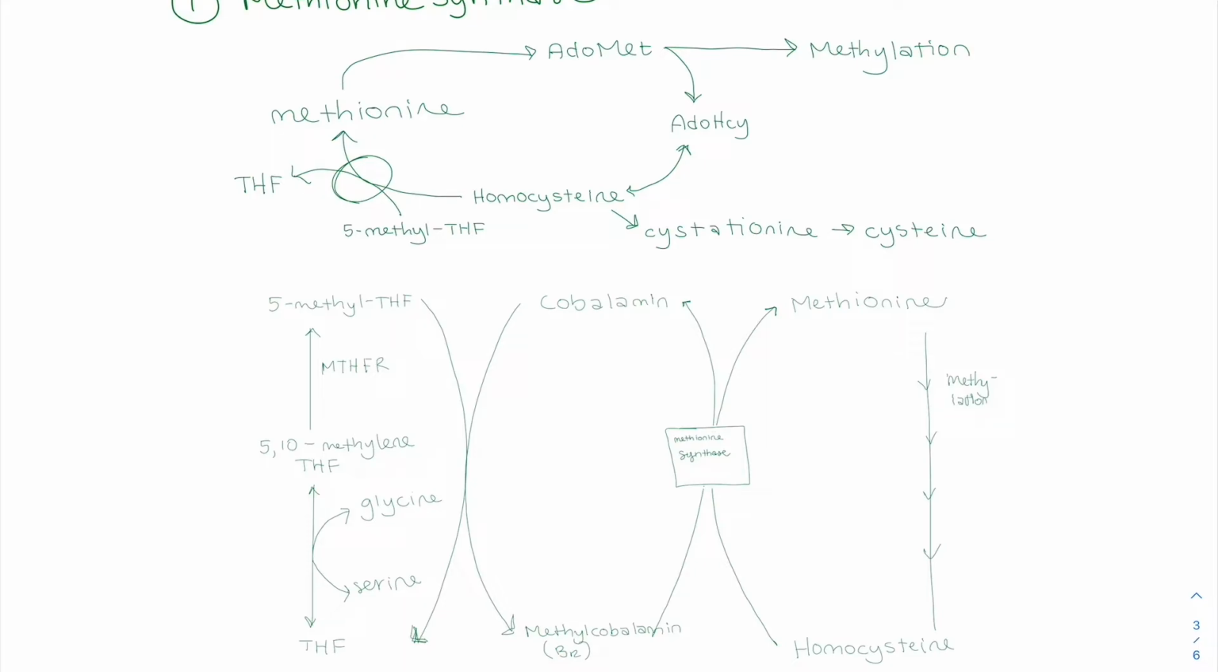Now, just like we talked about with folate, if we don't have enough folate, we're going to have high homocysteine levels. If we don't have enough B12, we also are going to have high homocysteine levels, and we talked about before how that increases cardiovascular disease risk. We also fail to have this methylation, which could lead to cancer risks.